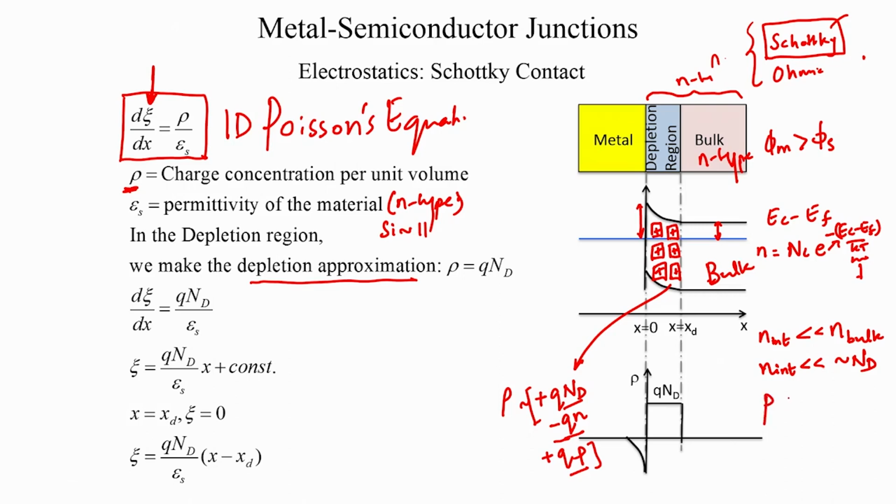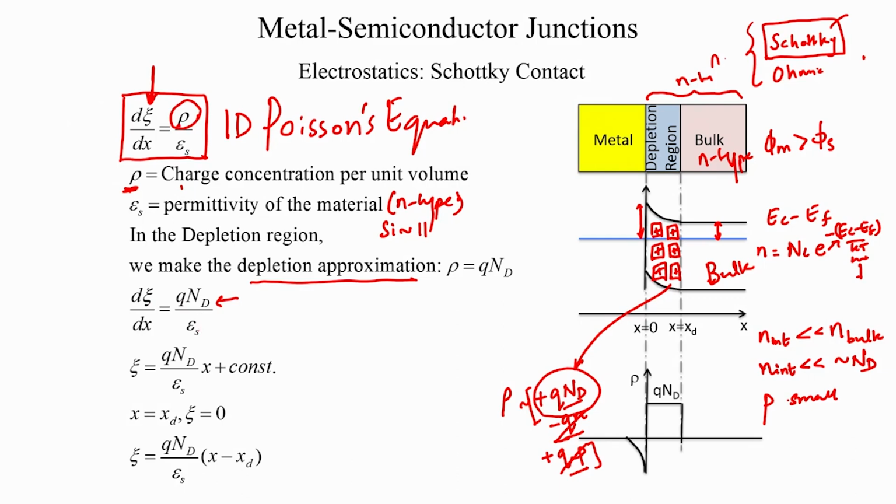And p in an n type semiconductor is again very small. So in the full depletion approximation, n and p are so small that they can be neglected, and therefore the charge concentration per unit volume is simply Q Nd. We replace rho, the charge concentration per unit volume, with Q Nd, and rewrite our Poisson's equation as dE by dx is equal to Q Nd by epsilon s.